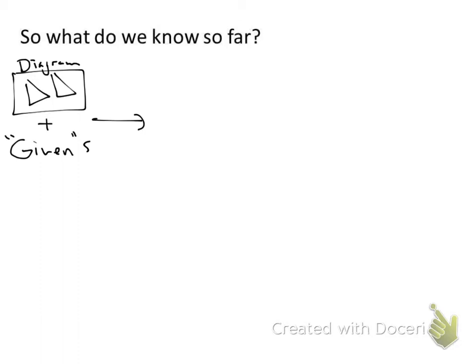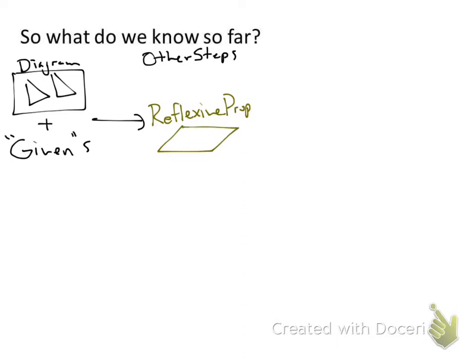The givens are usually one, maybe two congruences that help us out, but sometimes we need a little bit more. So our other steps, we'll call them. Most popular one we see is reflexive. You guys are getting pretty good with that. The reflexive property is just that it shares a side. Another one we get is vertical angles.